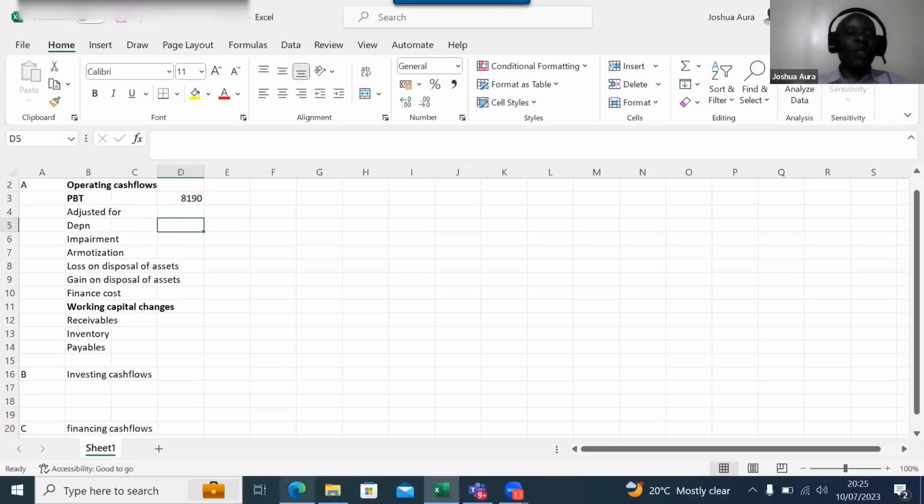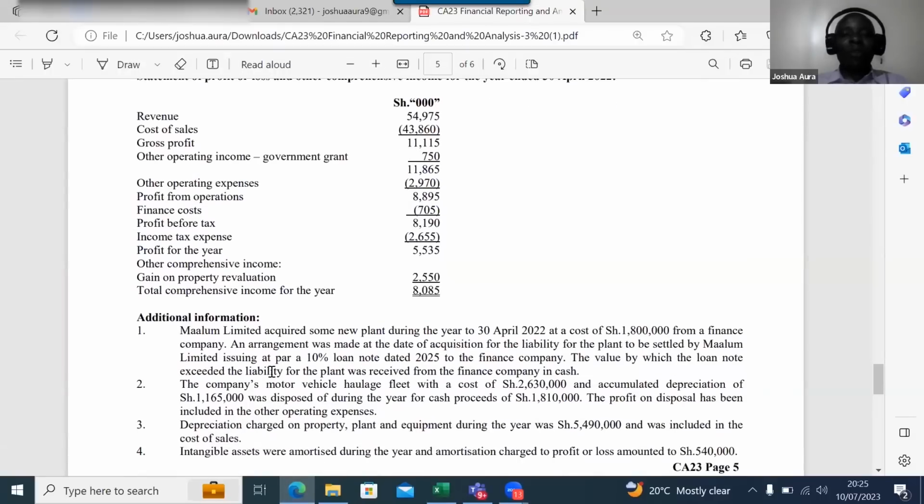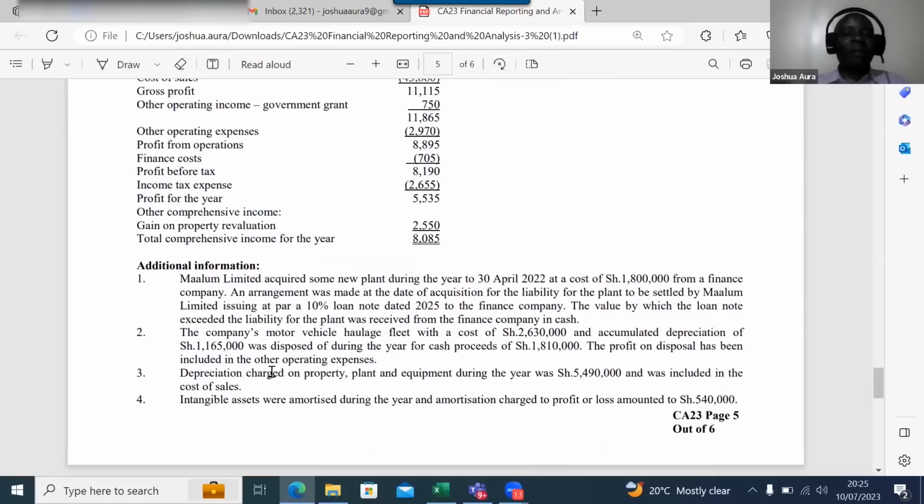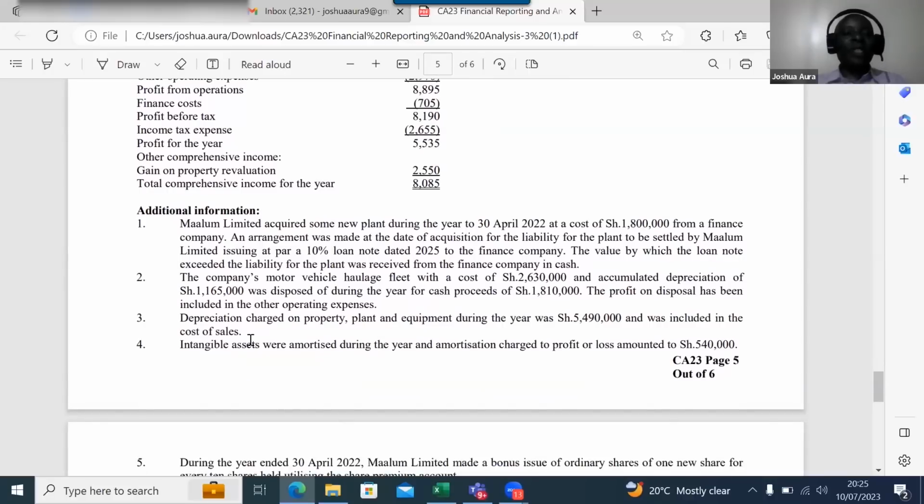I'll be able to go straight away to my notes to the account, and then I look for any depreciation amount given. Like now in note number 1, what have they told us in note number 1? Malum Limited acquired some new plant during the year to 30th April 2020 at a cost of 1,800 from a finance company. An arrangement was made at the date of acquisition for the liability for the plant to be settled by Malum Limited, issuing at par a 10% loan note dated 2025 to the finance company.